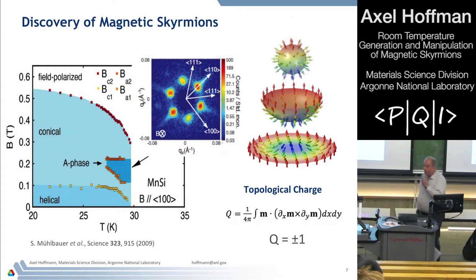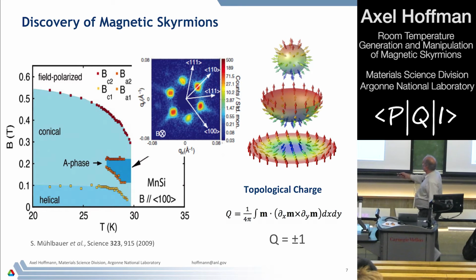This started about 7 years ago with neutron scattering work that was done by a group in Germany and Switzerland. They did small angle neutron scattering on a material called manganese silicon. Manganese silicon was very well known to be a so-called chiral helical magnetic material, where if you are at low magnetic fields, below the ordering temperature, just below 30 degrees, the magnetization likes to form a helical structure.